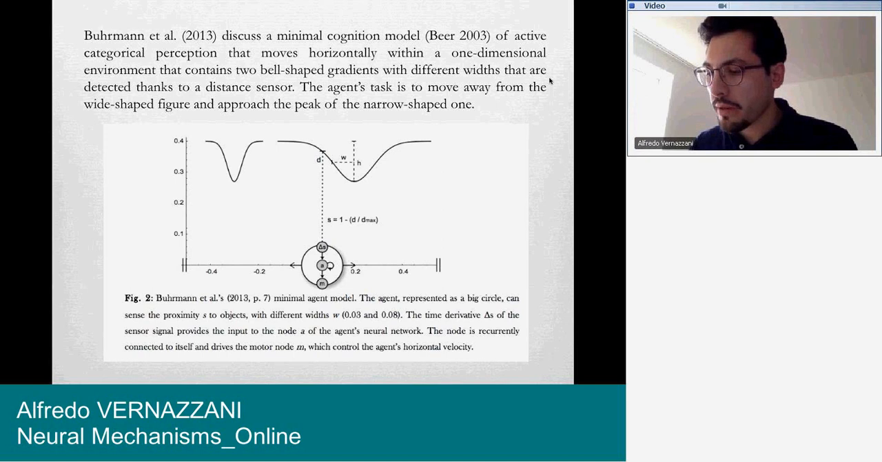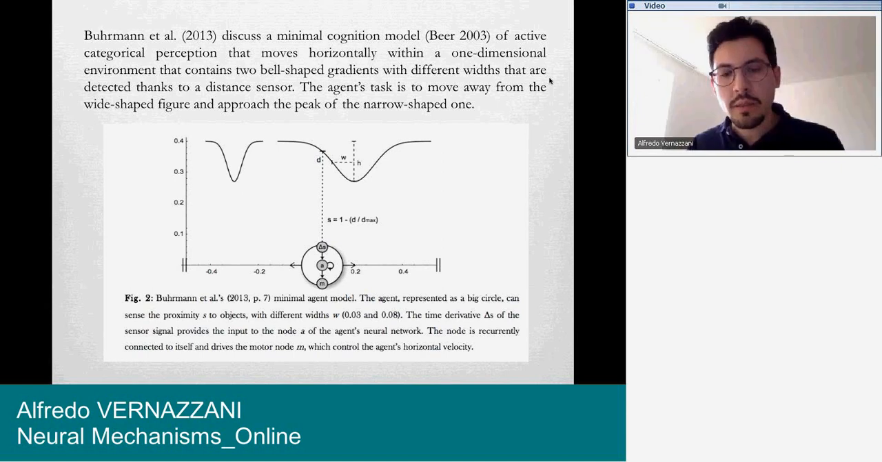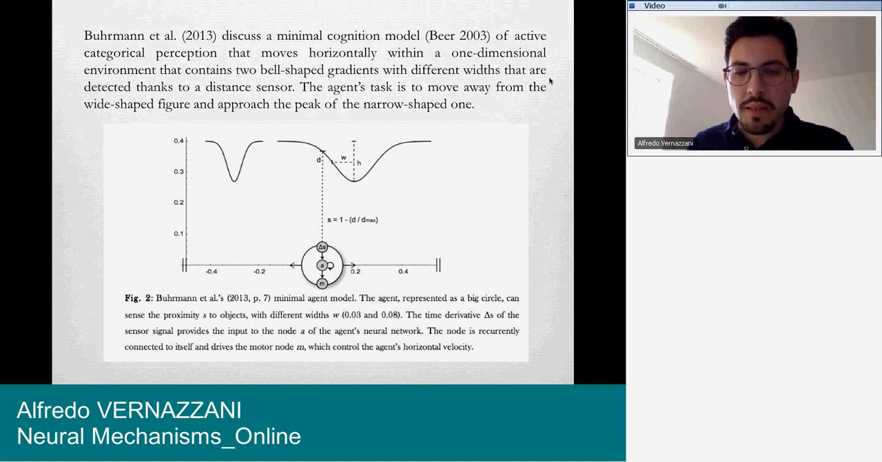So we have an agent, which is the big circle at the bottom, which can move horizontally within a one-dimensional environment, and contains two bell-shaped gradients with different widths that are detected thanks to a distance sensor. The distance sensor is the delta S you see on the upper side of the big circle, and there are, as you see, two curves, two Gaussian functions. And basically the agent can move horizontally here.